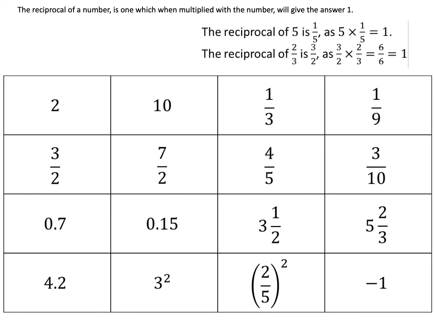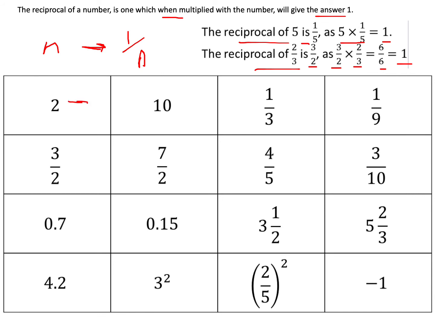Right guys, okay, so the next section now, we're looking at reciprocals. The reciprocal of a number is the one which, multiplied with the number, gives the answer of 1. So the reciprocal of 5 is 1/5, so 5 times 1/5 is 1. The reciprocal of 2/3 is 3/2. 3/2 times 2/3 is 6/6, which is 1. So reciprocal just means, if it's a number n, it goes to 1/n. And if it's 1/n, then it goes to n, okay?